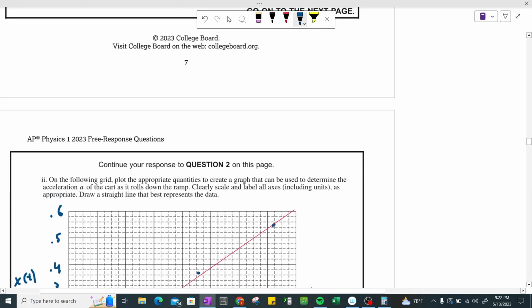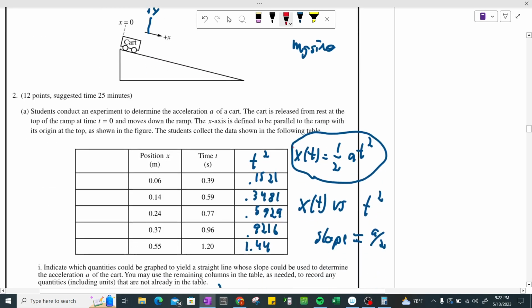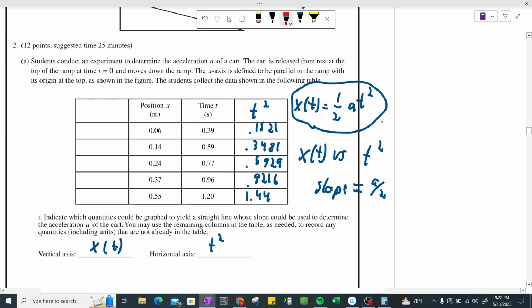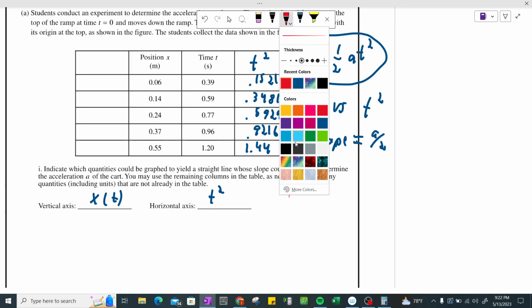Okay, that's it for that question. That was a 12-pointer, I believe. Yep. So let's go look at scoring possibilities. So the first one, we've got our, let's see, indicate which quantities can be yielded. And it says you may use the remaining columns to record quantities. You don't have to. So I would bet we're going to have at least 1 point. Let's make that a little thicker.